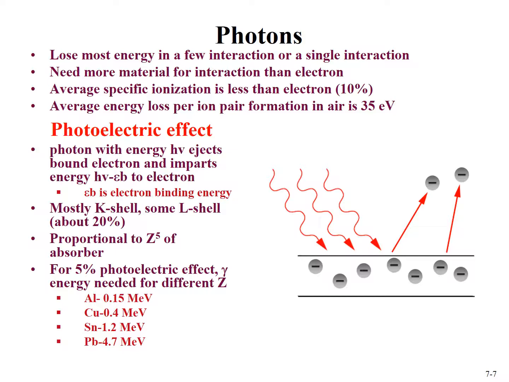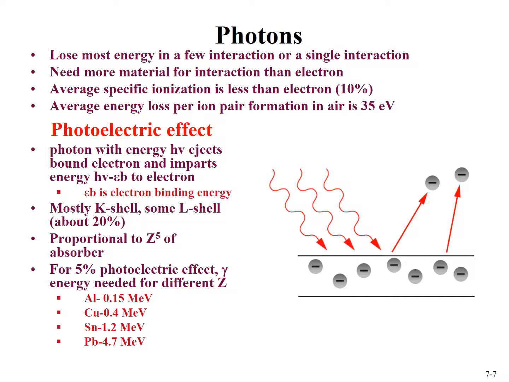One is the photoelectric effect. We have a pictorial examination of the photoelectric effect here, where a photon ejects electrons that are bound. Photon has a given energy, and this ejected electron has an energy that's equal to the photon energy minus its binding energy. So we utilize this equation right here, where this is the photon energy, the binding energy, the rest of the energy is imparted to the electron.